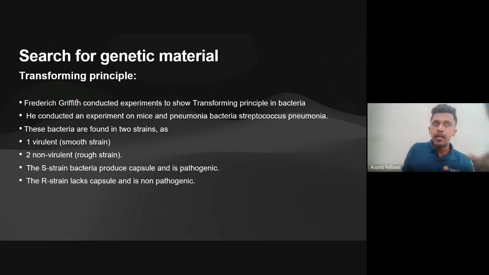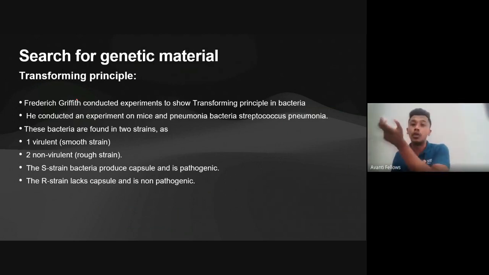When you see, they don't directly tell you what the transforming principle is, that the transforming principle says dash dash dash. They don't just give you an explanation and the result of the experiment. What they teach you is the methodology of the experiment: how they conducted it, what they did, what the drawbacks were, and what the results were. That is how we study this search for genetic material.